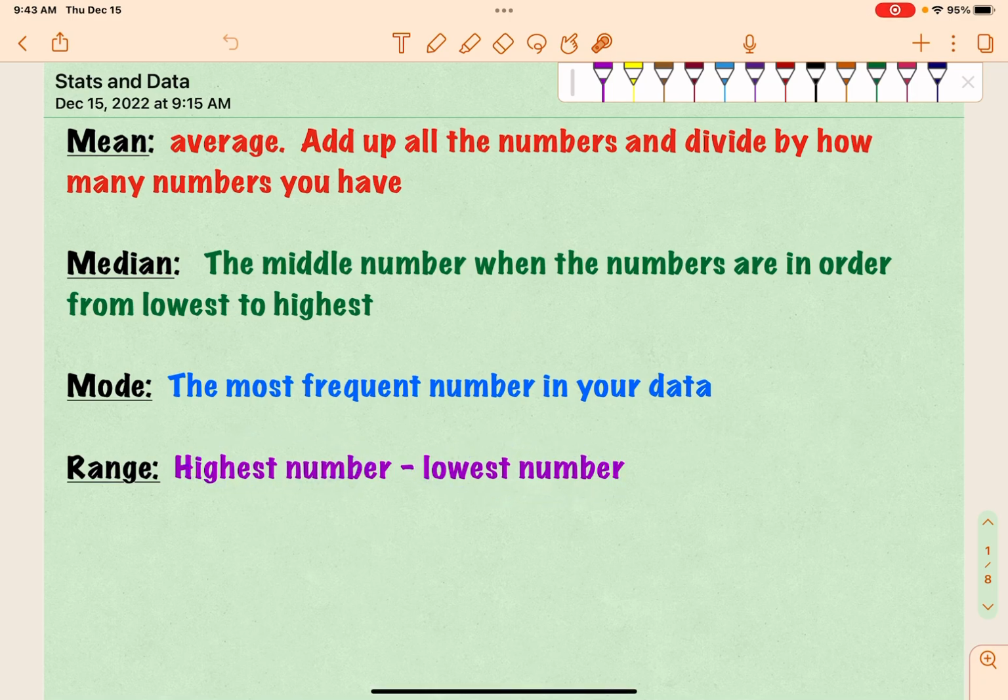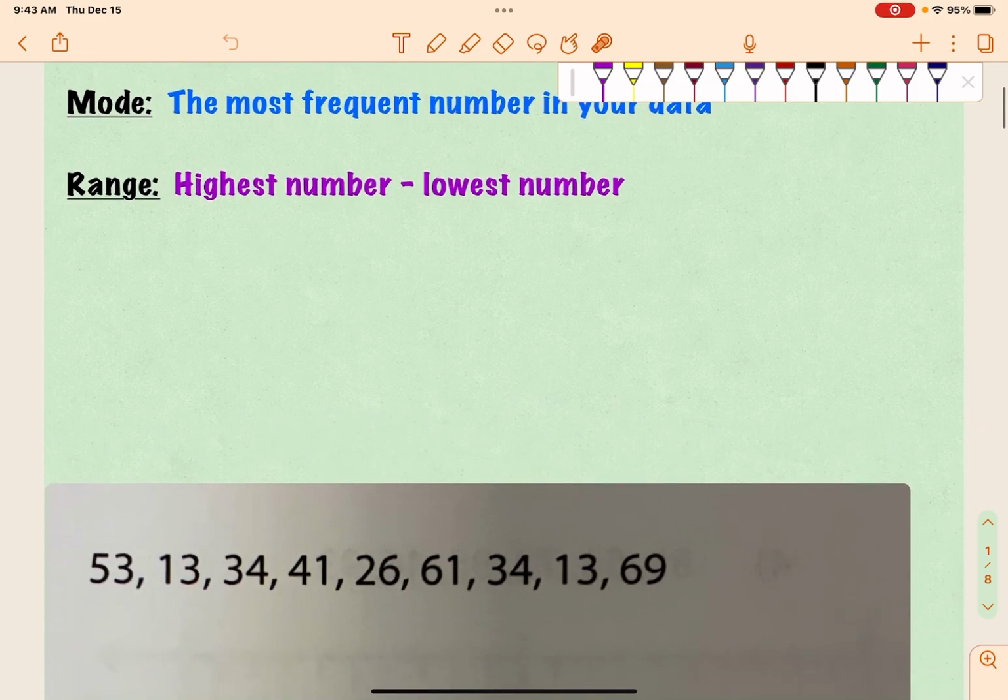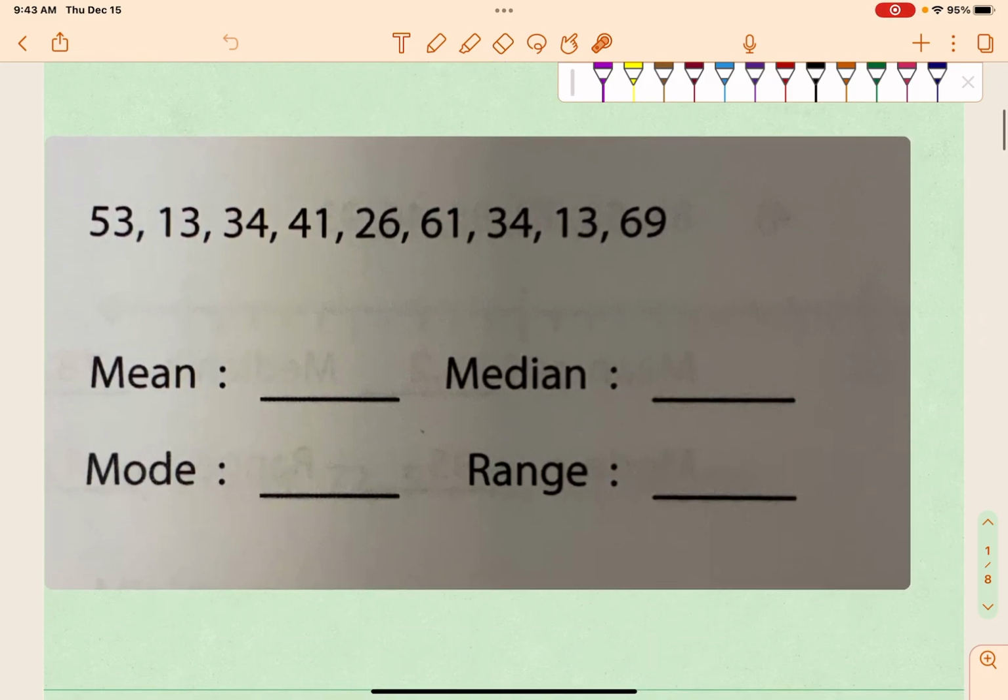So we're going to take a look at a couple of these to make sure you have a good idea of how to go through and solve these problems. So I have a set of numbers that looks like this: 53, 13, 34, 41, 26, 61, 34, 13, and 69. When I go to look at them, probably the easiest thing to do is to start at the beginning and put your numbers in order. That's usually, I think, the easiest.